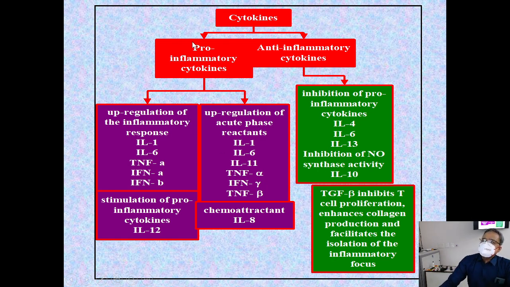The other important thing is that cytokines can be divided into pro-inflammatory and anti-inflammatory. Pro-inflammatory are those like IL-1, IL-6. You must have read about IL-6 because it was important in COVID. TNF-alpha, then interferon. Then acute phase reactants. This is the other pro-inflammatory cytokines, interleukin-1 and TNF-alpha. So by default, you can always say IL-1, TNF-alpha, and IL-6 as the extremely potent pro-inflammatory cytokine.